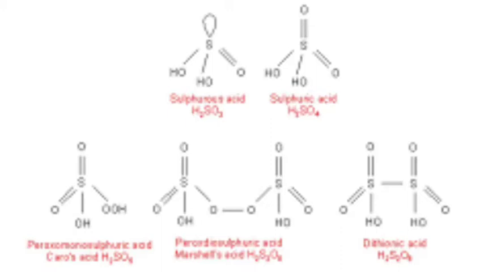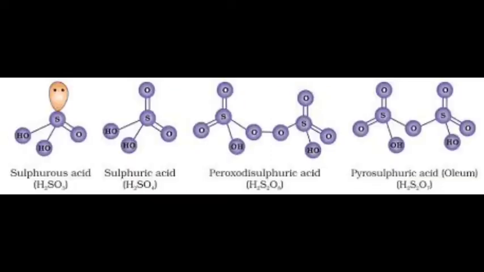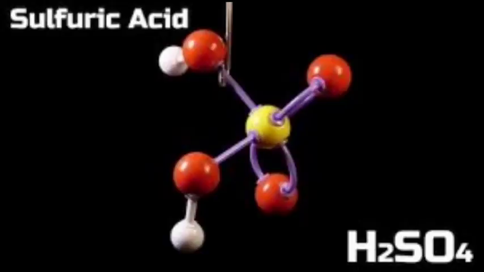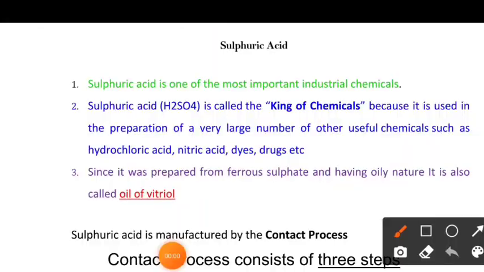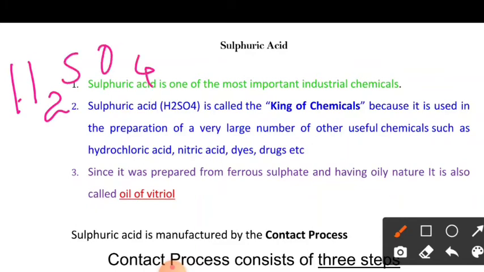As per syllabus, the structures of oxo acids are very important for the board exam. Let us discuss something about the very important oxo acid of sulfur called sulfuric acid. H2SO4 is called sulfuric acid. It is used for the manufacturing of a large number of useful chemicals. Hence, it is also known as the king of chemicals.